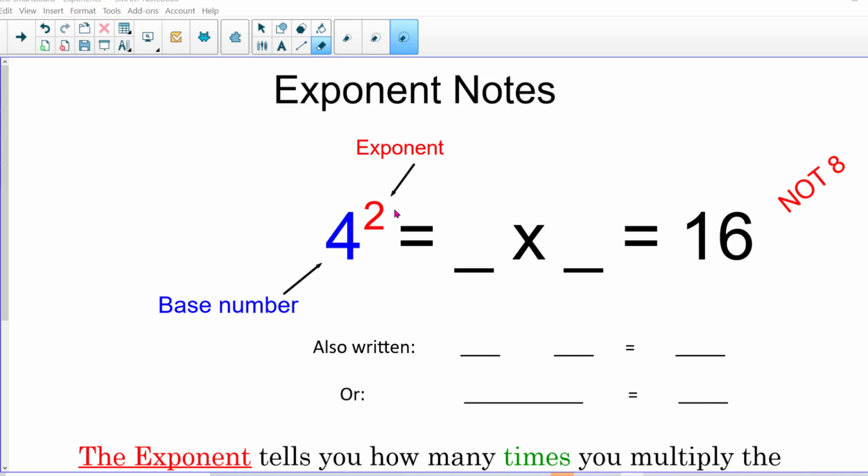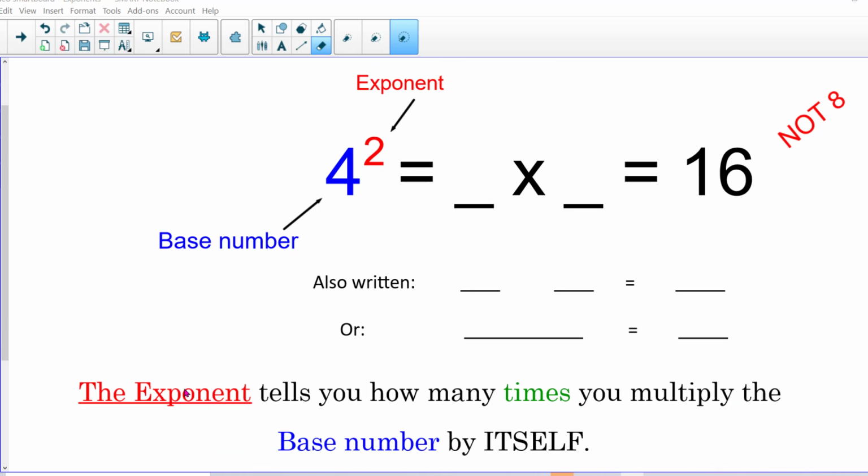The little number that's raised up, the 2, it's raised up a little bit and it's smaller, is called the exponent. What the exponent tells you, make sure you're filling this in on your notes, the exponent tells you how many times you multiply the base number by itself. Here's what I mean. So in this example here, 4 to the second power is a short way to write 4 times 4. So we wrote the base number 4 2 times. 4 times 4, which means it's equal to 16.